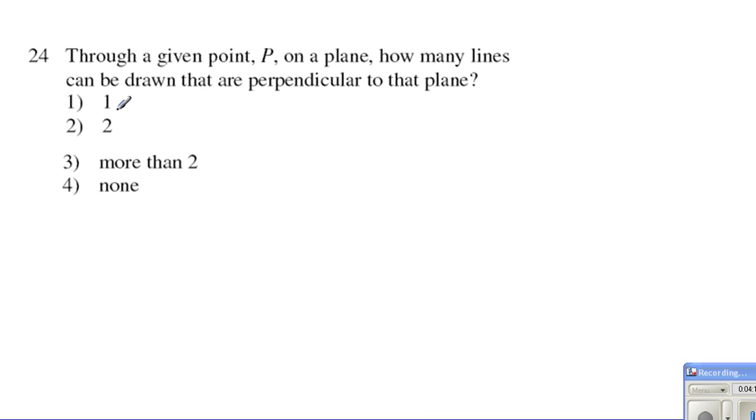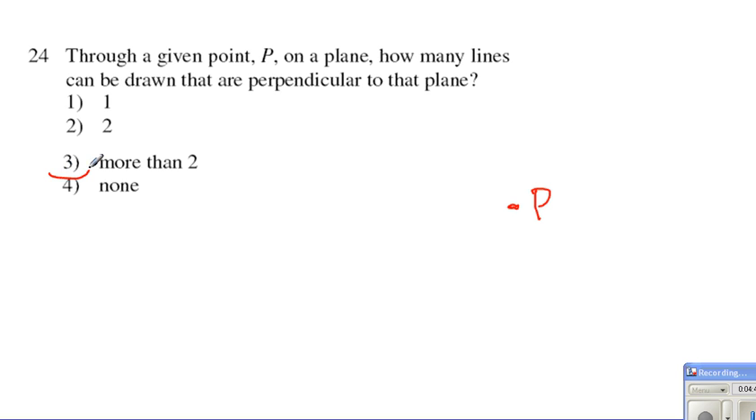All right, next question. Through a given point P on this plane, so let's call this point P, and imagine your computer screen is the plane. How many lines can be drawn so that they are perpendicular to that plane? Now, how many lines can be drawn that are perpendicular to that plane?